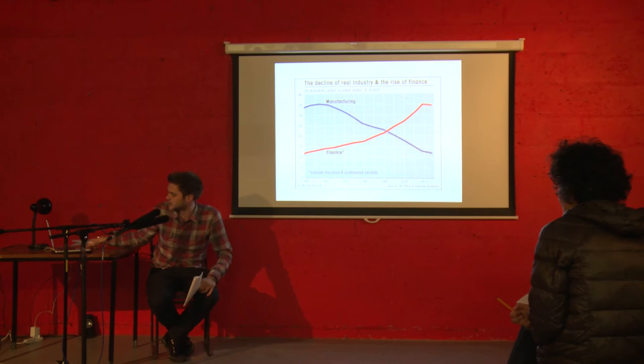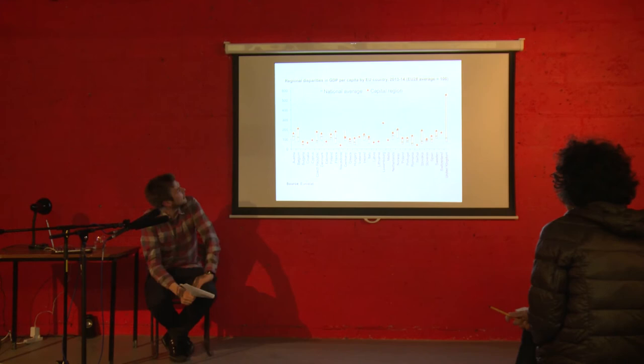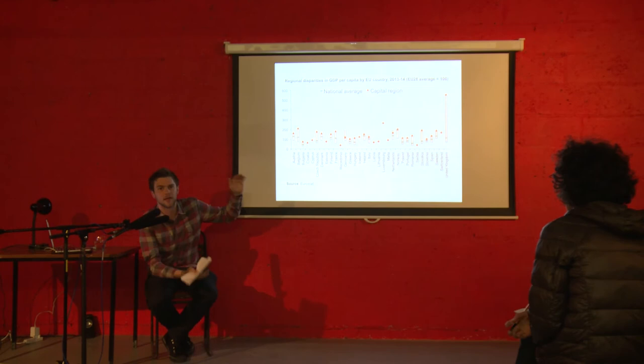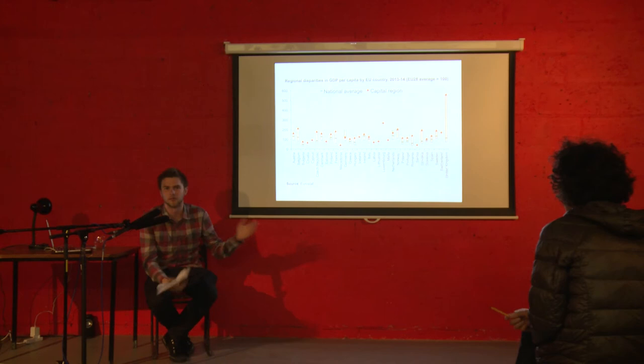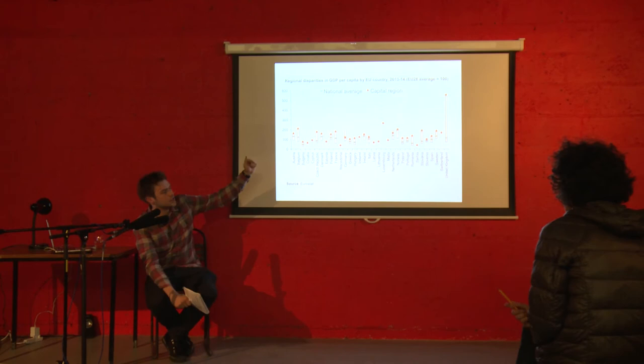within the UK. So this chart here shows the regional disparities in GDP per capita by every EU country. GDP per capita is kind of a rough proxy for living standards. And at the very top of each bar, that's GDP per capita in the wealthiest region or part of the country in that country. And at the bottom, that's the poorest part. And the red dot is the capital.